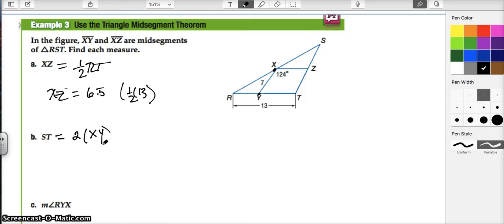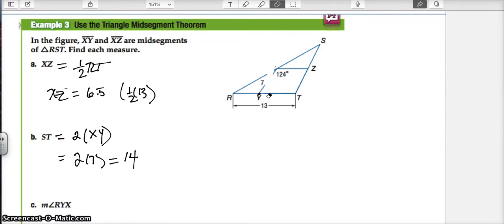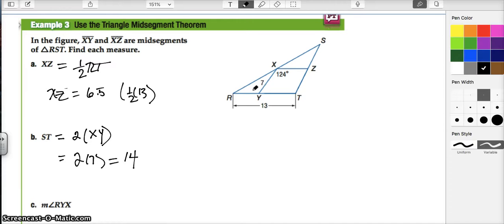ST has to be twice XY. And since XY happens to be 7, we know that ST is 14. Finally, let's look at this angle here, RYX. When I come to the picture and take a look at RYX, we're talking about this angle right here.